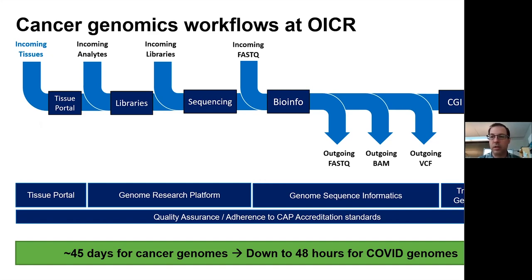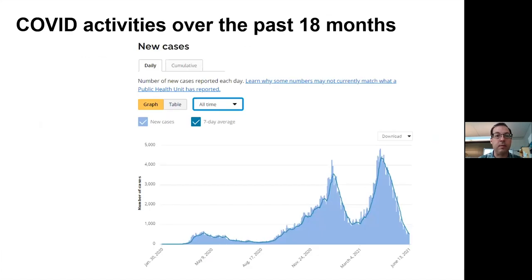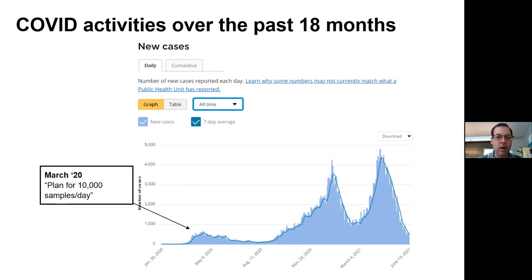So it's not just condensing all the components. We really had to rethink how we were doing certain things to customize an assay to support all of the viral activity that people have been interested in. So over the last 18 months, this curve might look quite familiar. It's the weekly case counts for Ontario.